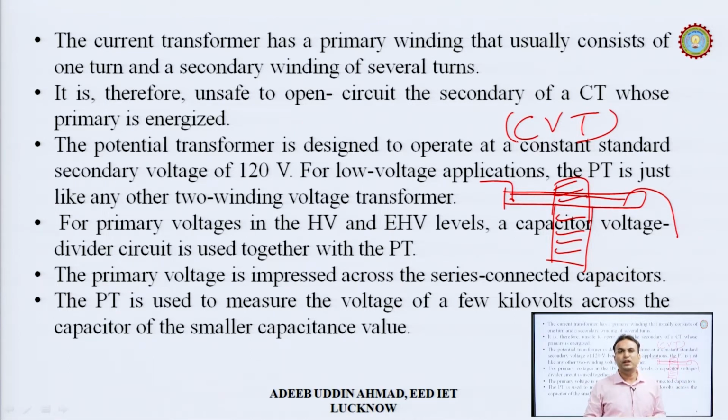The primary voltage is impressed across series connected capacitors, and the potential transformer is used to measure the voltage across the capacitor of the smaller capacitance value. So, we are going to measure the high voltage with the help of the capacitive features of the capacitor. That is why it is called the CVT. The CVT is generally used in power system protection.